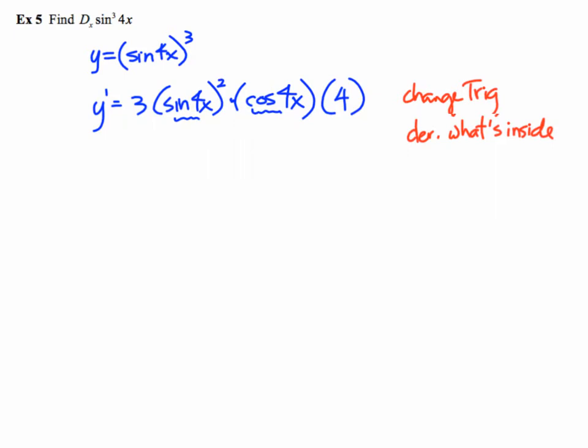Derivative of sine is cosine, so I get cosine 4x, times the derivative of what's inside, so 4x, the derivative of 4x, equals 4. So just take a closer look at that, because there are a number of steps in there. First the power rule, then I change the trig, take the derivative of trig, and then take the derivative of 4x, which is 4.